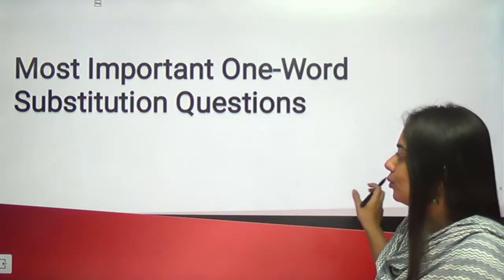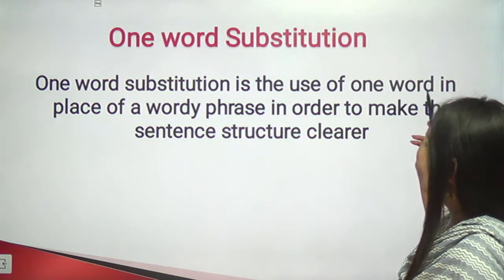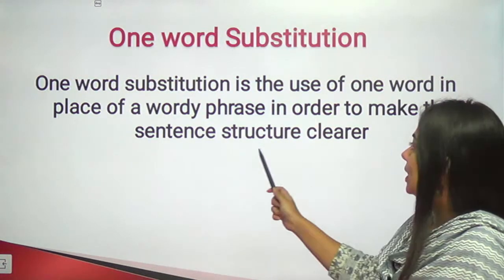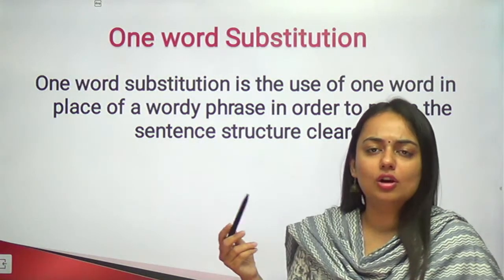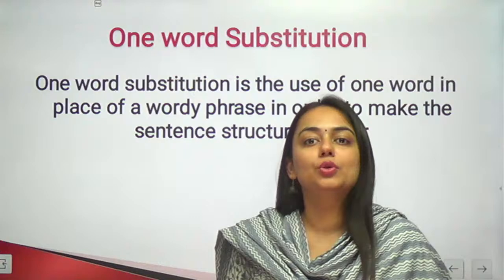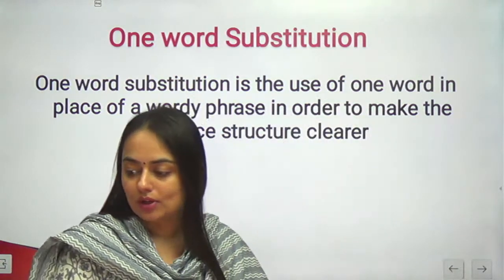So let us understand what one word substitution is. One word substitution is the use of one word in place of a wordy phrase in order to make the sentence structure clearer. Obviously, rather than using a longer phrase, if we have an appropriate word for that, the language looks more beautiful, more appealing, and more lucid, I would say. So that is what one word substitutions are.